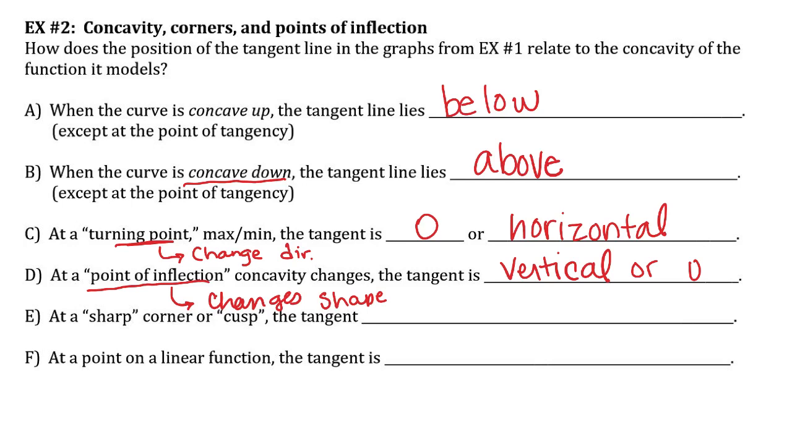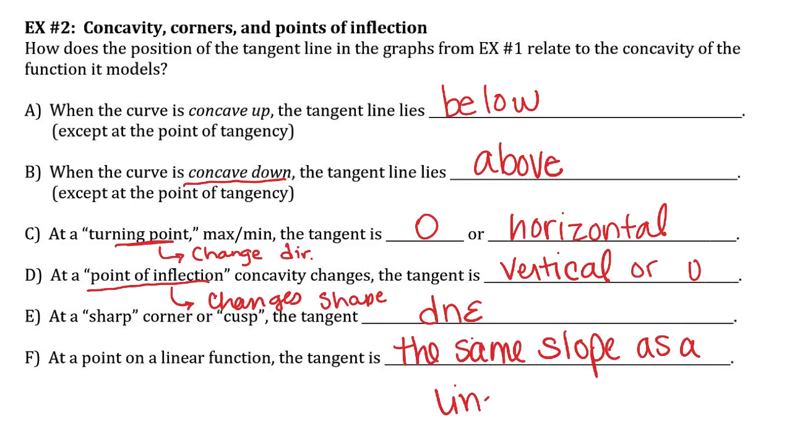At a sharp corner, or cusp, the tangent does not exist, and we'll go into a little more detail on that. And at a point on the function, the tangent has the same slope as the function does, like a line. That's where we come in with local linearity.